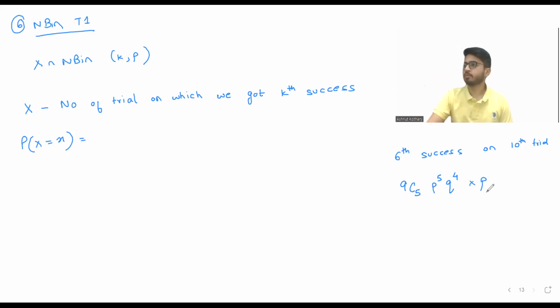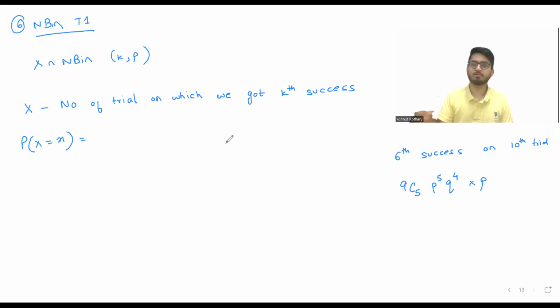So this probability makes sense. This is the probability of getting the sixth success on the 10th trial. Note that we are applying combination only on the first 9 trials because the 10th one is fixed. It needs to be a success. In the first 9 we have 5 successes and 4 failures which we need to arrange. So probability X equal to x.